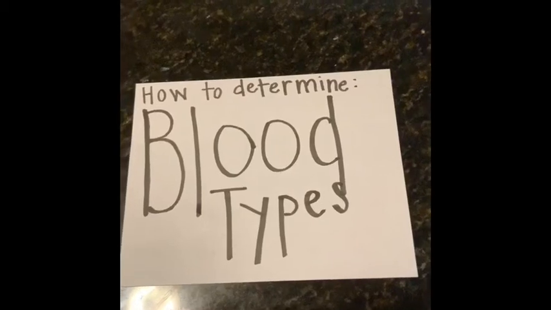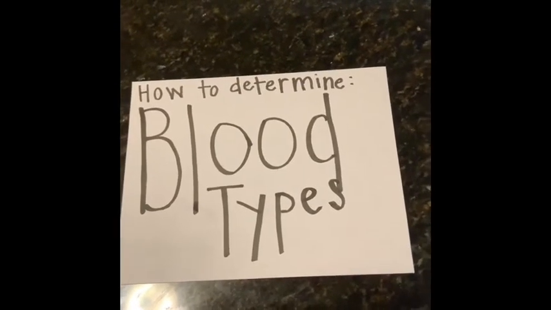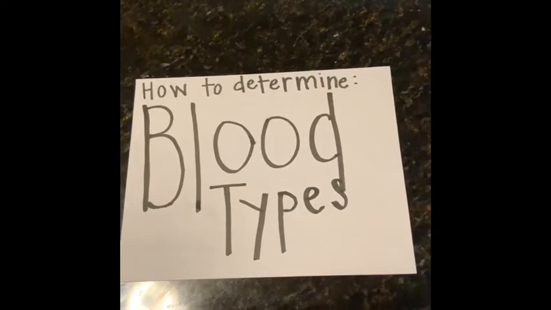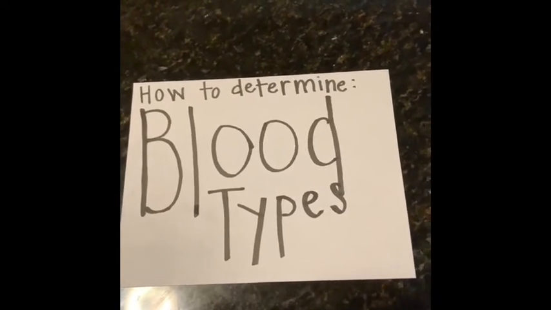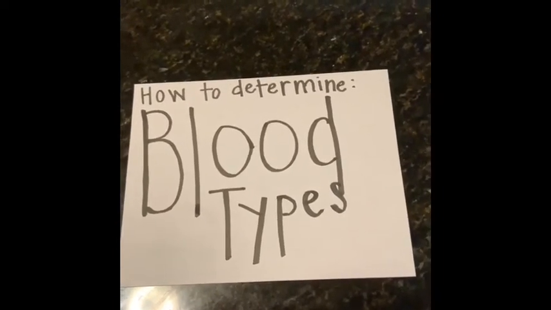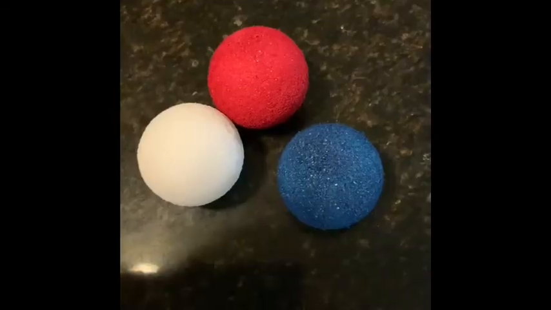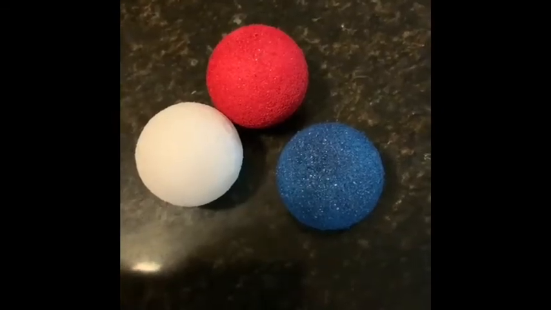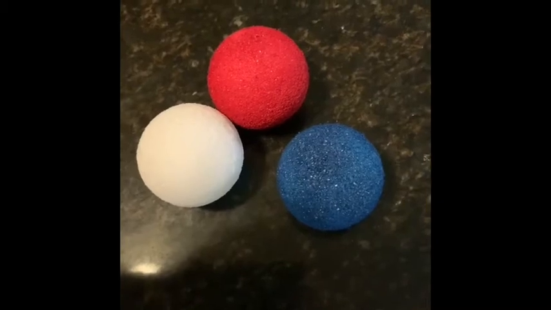In this video, we are going to talk about how to determine blood type using the ABO locus, MN locus, and the RH locus. After this video, you should be able to understand the ABO blood type locus, A being the red ball, B being the blue ball, and O being the white ball.